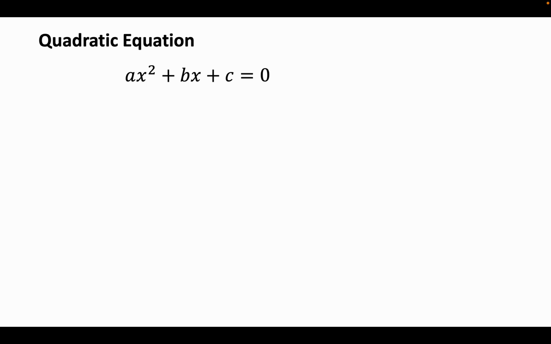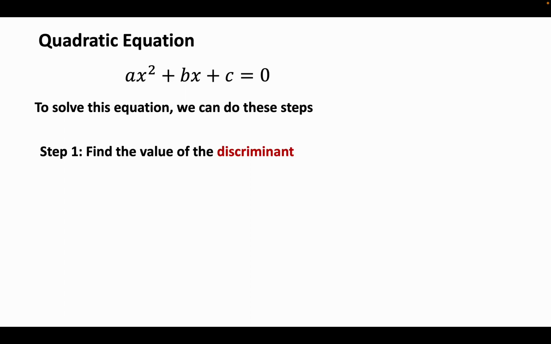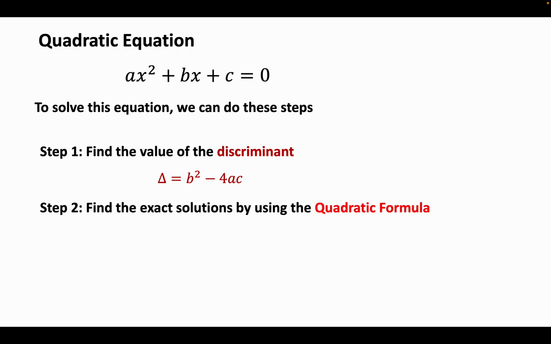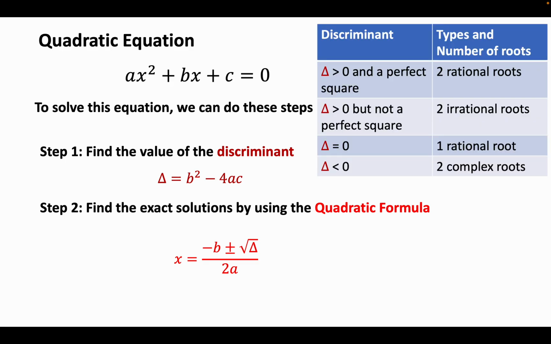Using the quadratic formula. Before we start, there are three different parts to the quadratic formula: ax squared plus bx plus c. Before we do anything as well, we must also find the discriminant, which is delta, which equals b squared minus 4ac. We can then use the quadratic formula, which is x equals minus b plus or minus the square root of delta, divided by 2a.